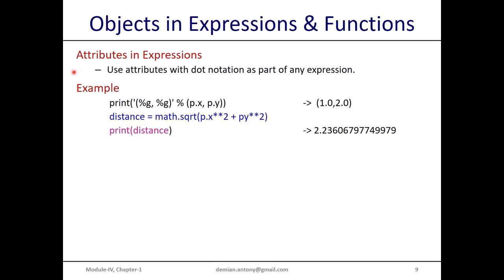Now we will see how to pass the objects as function arguments and how to return the objects from the functions, as well as how to use the attributes in expressions. In order to use an attribute in an expression, we have to use the dot operator along with the object name as part of any expression.